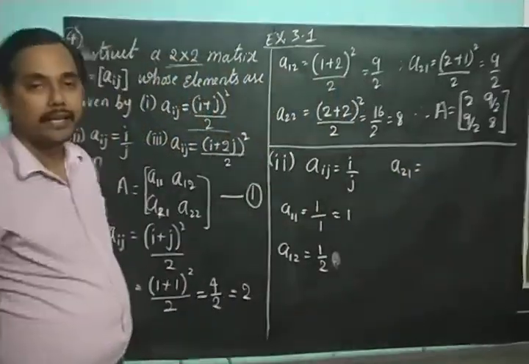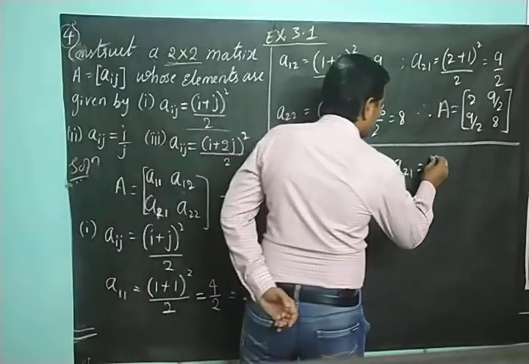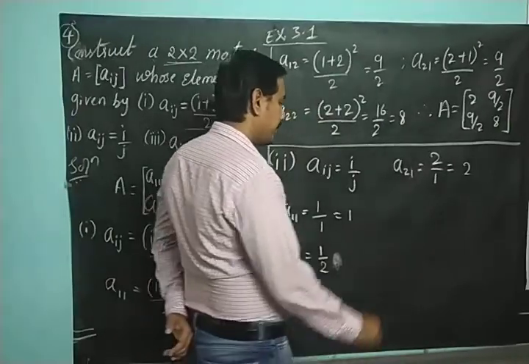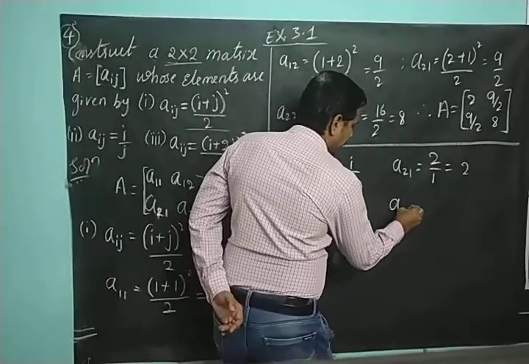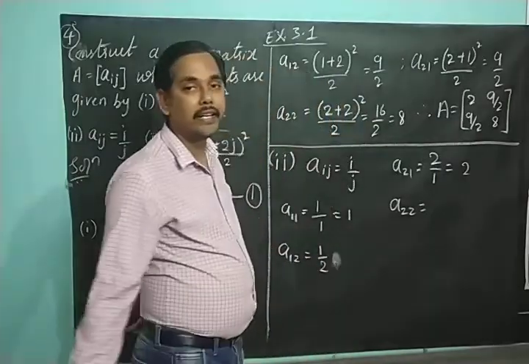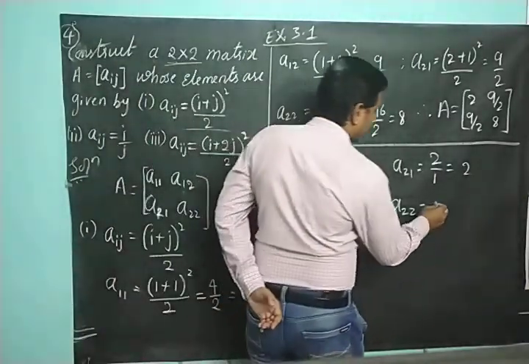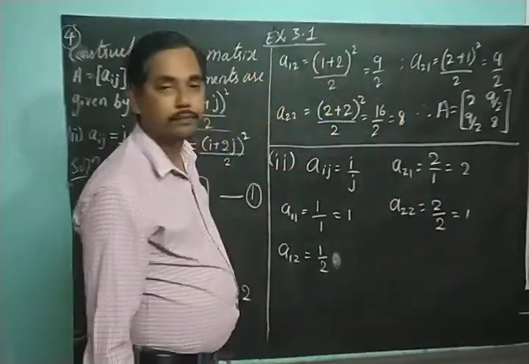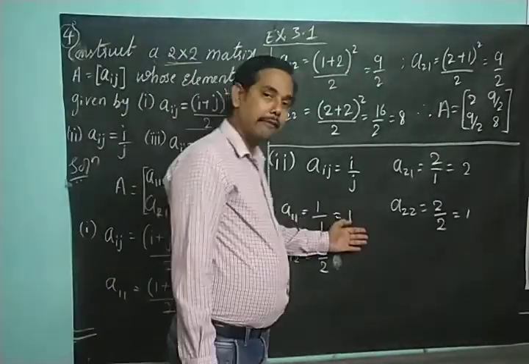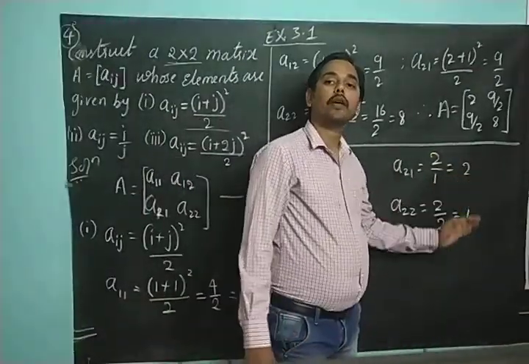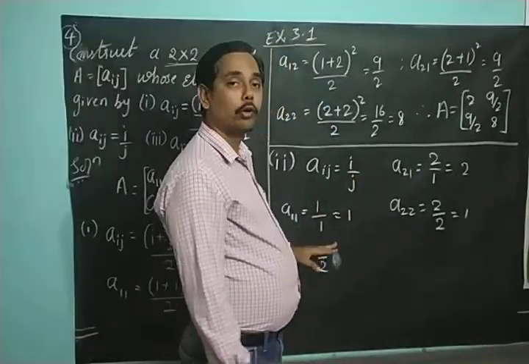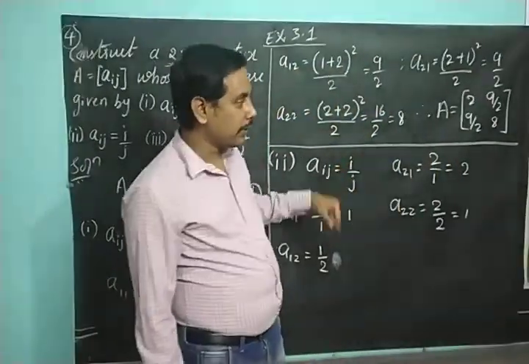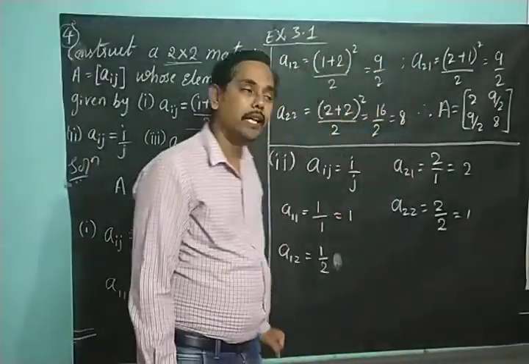Then A21, i is 2 and j is 1. So 2 by 1, that is nothing but 2, and A22, i is 2 here and j is 2. So i by j will be 2 by 2, that is 1. Okay. So we got the value for A11, A12, A21 and A22. Now what we need to do, as usual, we know that we need to substitute all the entries inside the matrix to get the required form of the matrix.